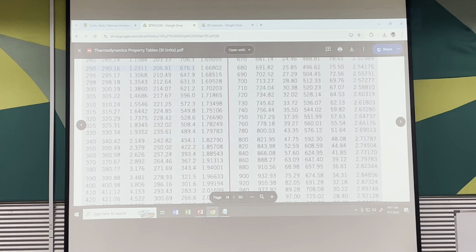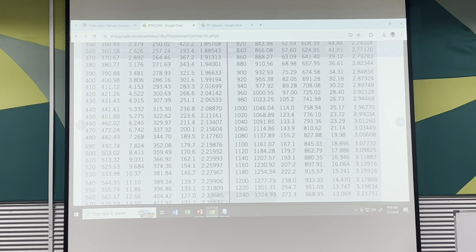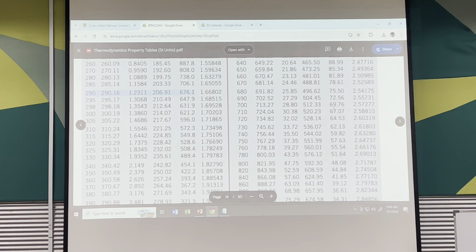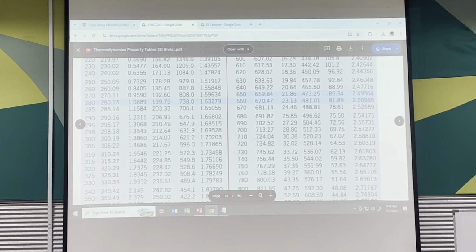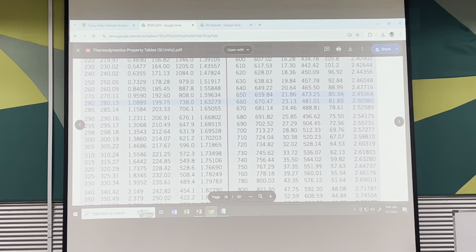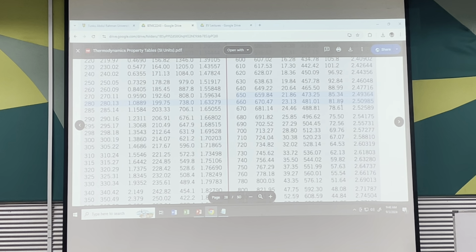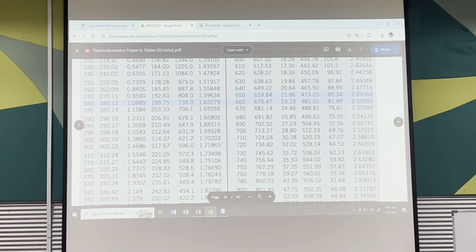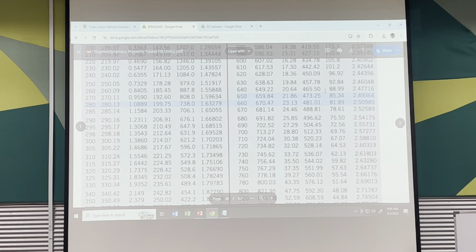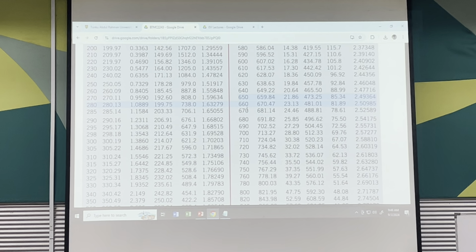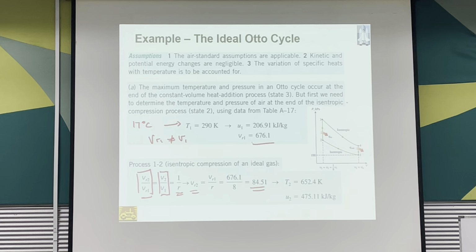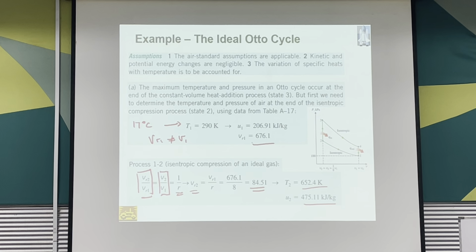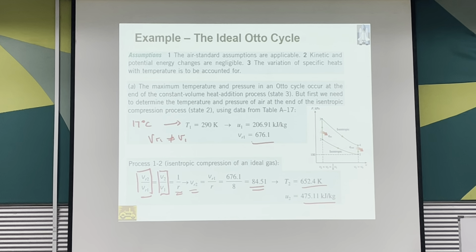So it was 84.51. So at the VR value, you look for 84.51, which doesn't exist here. So you have 81.89 here, you have 85.34 here, so what do you do? Yeah, you have to interpolate. So your temperature should be between 650 and 660. Since it's 84, it should be closer to 650. And you can see here, the value here is 652.4.